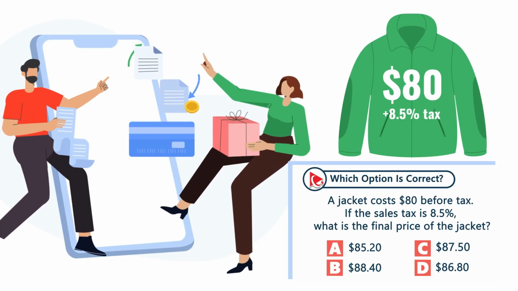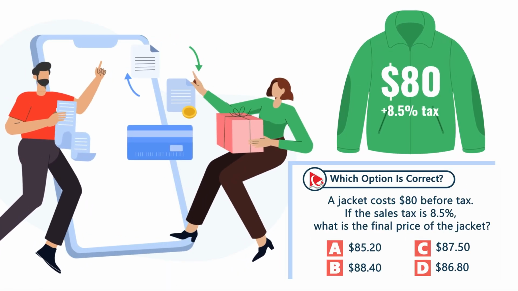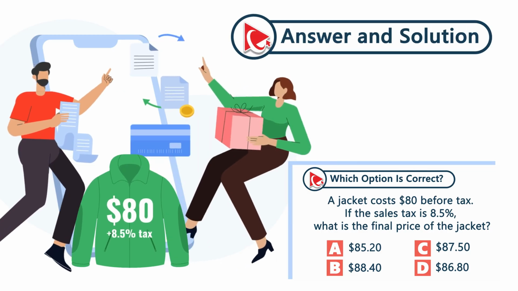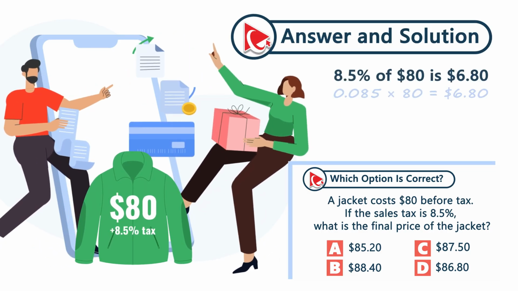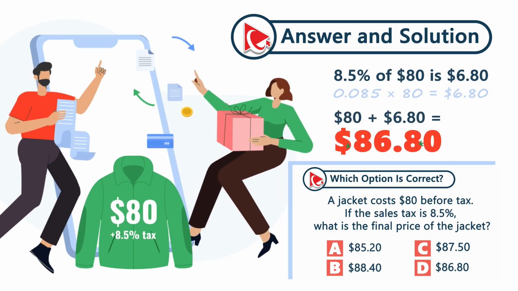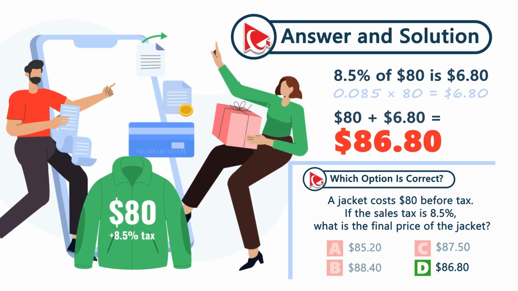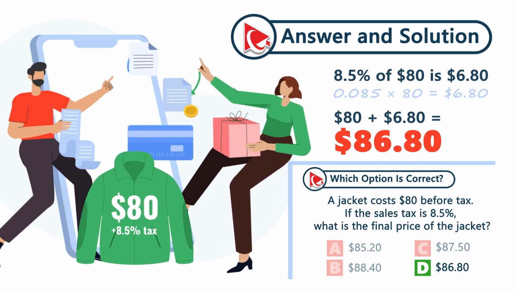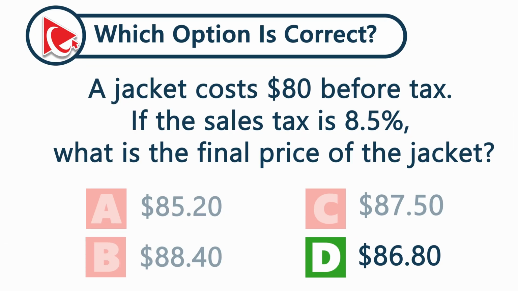Let's run through the numbers, and no need to panic. It's just a little percentage math. Here's how you solve it. 8.5% of $80 is $6.80. Add this to the price, and you will get the final answer, $86.80. That's how tax adds up. Now you won't be surprised at the checkout.